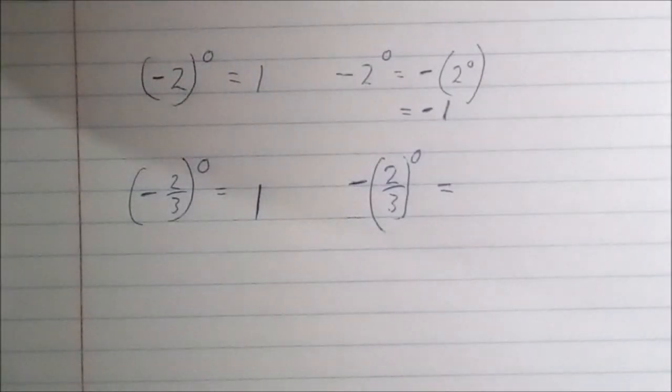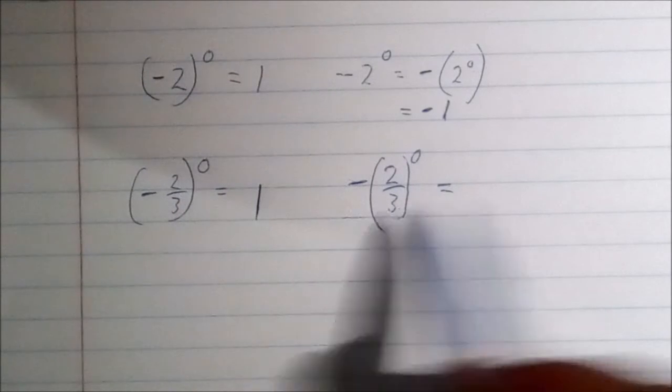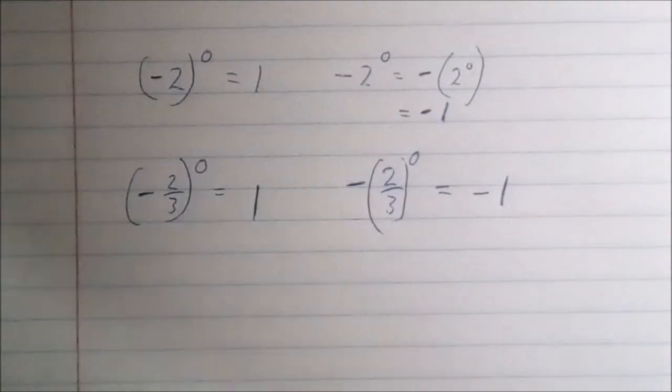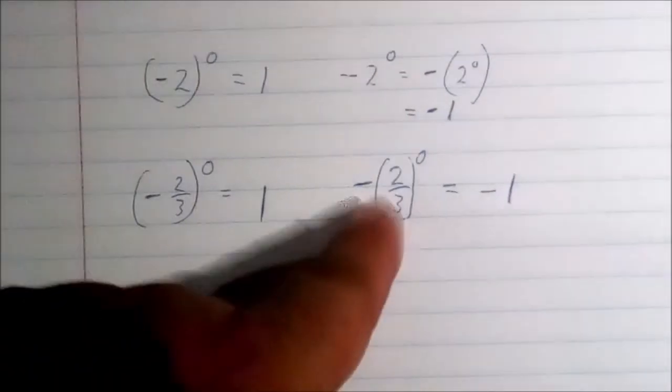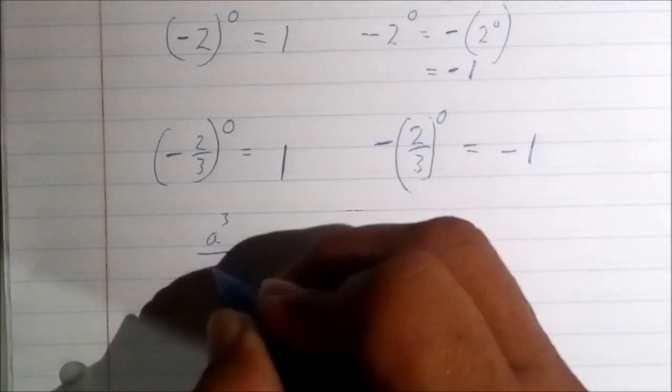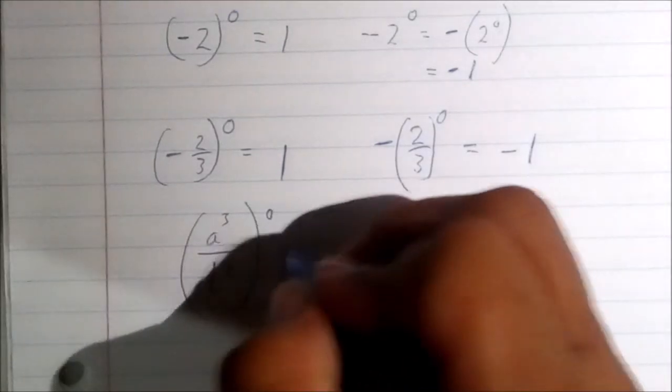Okay, so if you got the solution for this to be negative 1, you're correct. Therefore anything to the 0 power is always 1, but because of the negative which was in front of the base, it became negative. So if we have abstract values, for example a cubed over b to the 4th power, and we put everything to the 0 power, that is still 1.